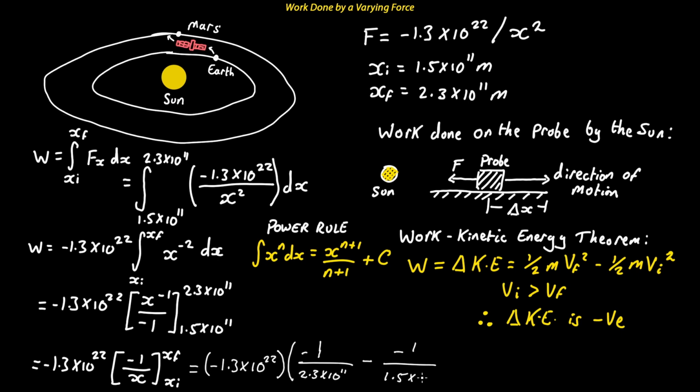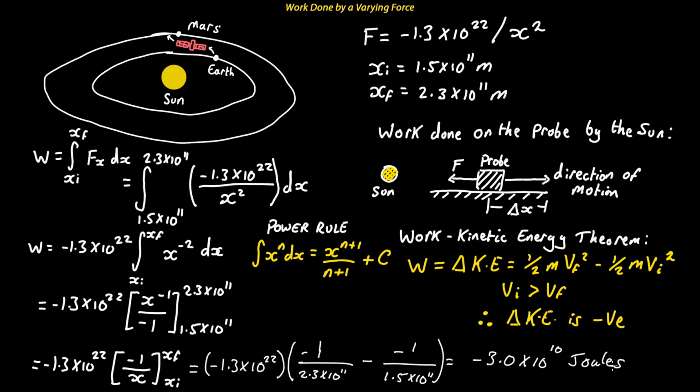So -1 divided by 1.5 times 10 to the 11. We always subtract the lower limit from the upper limit. And when we sum this all together, we get -3.0 times 10 to the 10 joules.